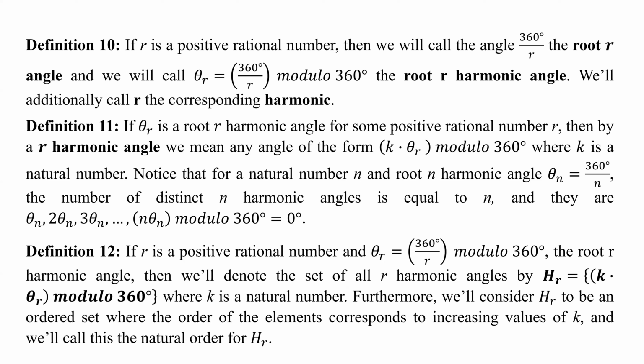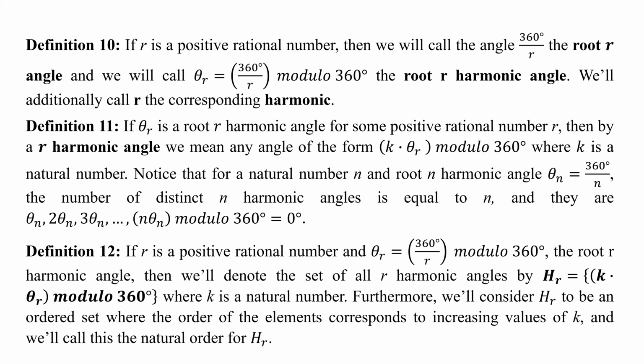But we want our root harmonic angles to always be between 0 degrees and 360 degrees, specifically greater than or equal to 0 degrees and strictly less than 360 degrees. So 720 degrees would be the root 1/2 angle, but 720 degrees modulo 360 degrees is equal to 0 degrees, and that is going to be the root 1/2 harmonic angle. I hope that clarifies things.